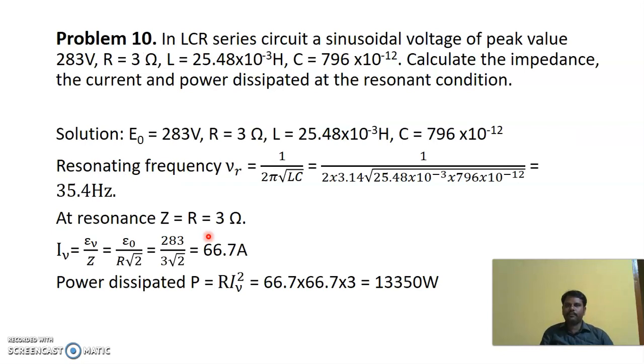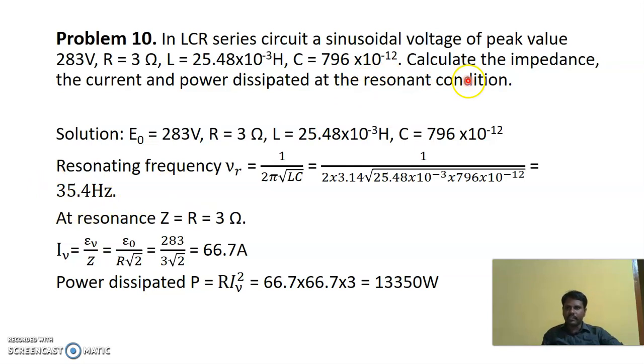Problem number 10. In an LCR series circuit, a sinusoidal voltage of peak value 283, R is equal to 3 ohm, L is equal to 25.48 into 10 power minus 3 Henry, C is equal to 796 into 10 power minus 12 farad. Calculate the impedance, current and the power dissipated at the resonating condition. We know that the frequency at resonating condition nu r is equal to 1 over 2 pi square root of L into C. Substituting the values of 2 pi, L and C, that turns out to be 35.4 hertz.